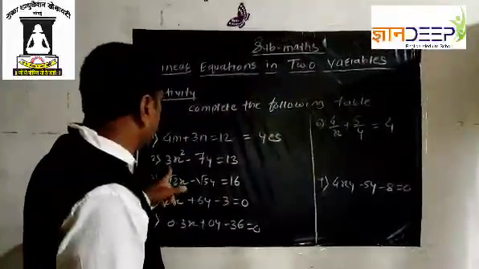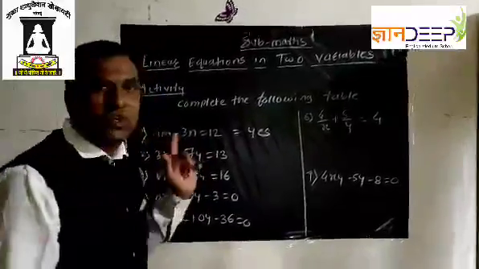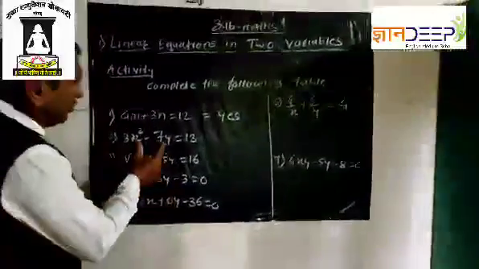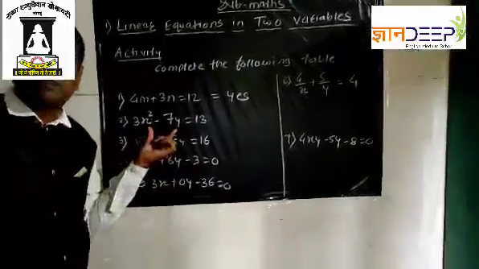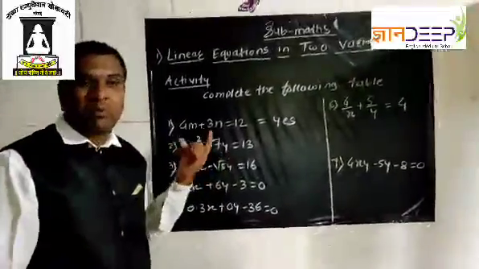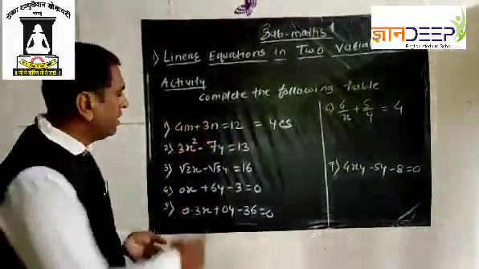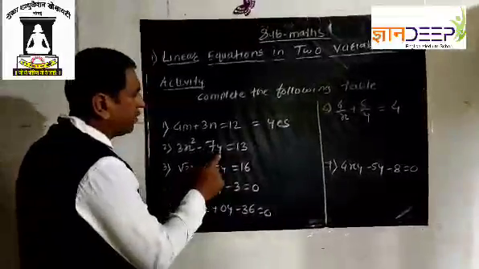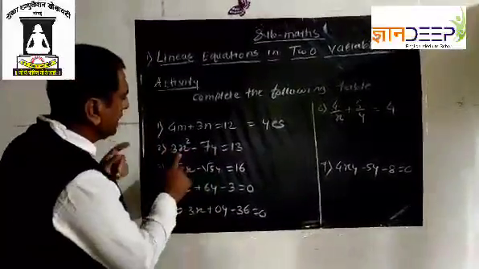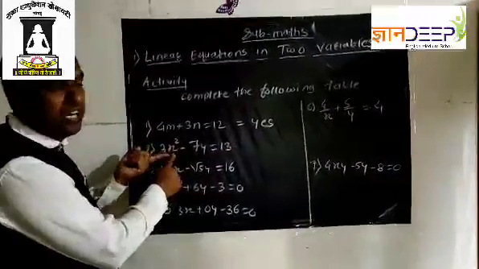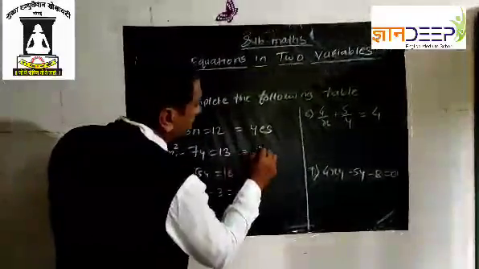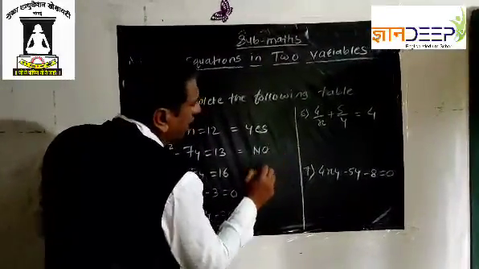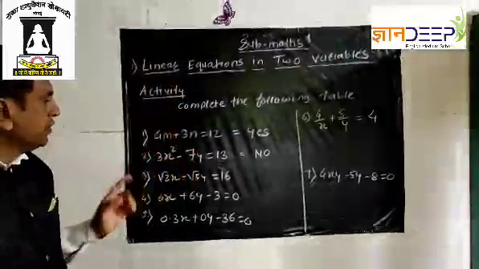Then the second one, 3x square minus 7y is equal to 30. See, two variables are there. Yes, x and y are the two variables. Then is the maximum degree of both variables 1? Here the maximum degree of both variables is not 1. The degree of x is 2, so it is quadratic. Means not a linear equation in two variables. So this is not a linear equation in two variables.